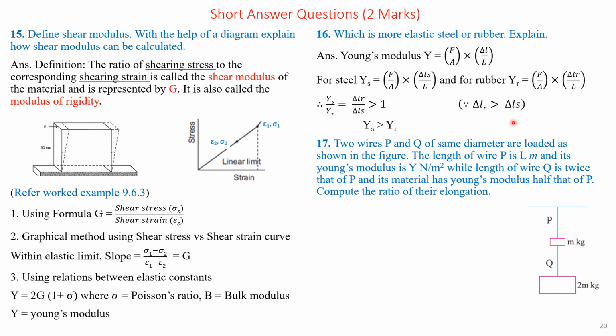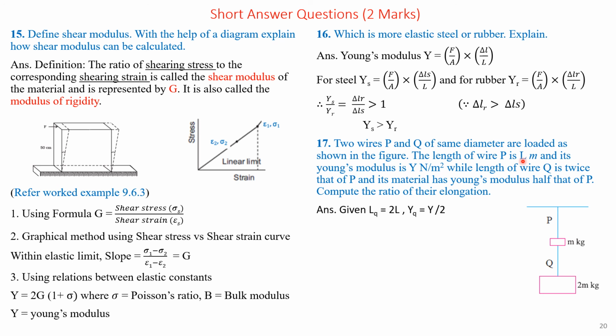Question number 17. Two wires P and Q of the same diameter are loaded as shown in the figure. Please see the figure. The upper end is fixed. The load on P is 3m kg and on Q, of the same diameter, the weight is 2m kg as shown in the figure. Answer. Given LQ is equal to 2L.